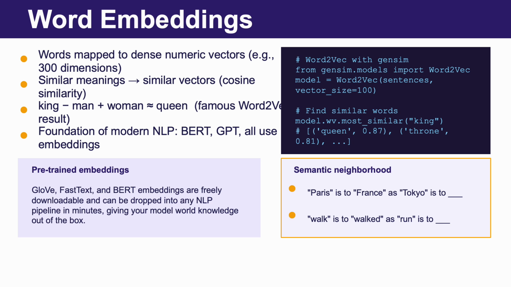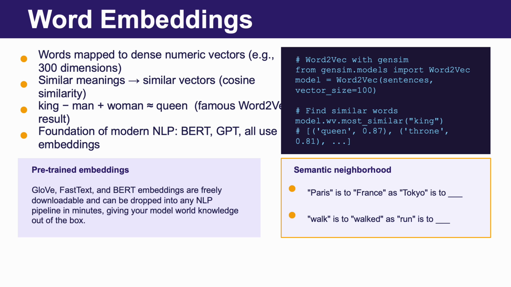Example: you download a pre-trained GloVe embedding and ask it for words similar to doctor. It returns physician, surgeon, nurse, and hospital. It does this because those words appear in similar contexts across millions of sentences in the training text. No human labeled these relationships. The model discovered them automatically.